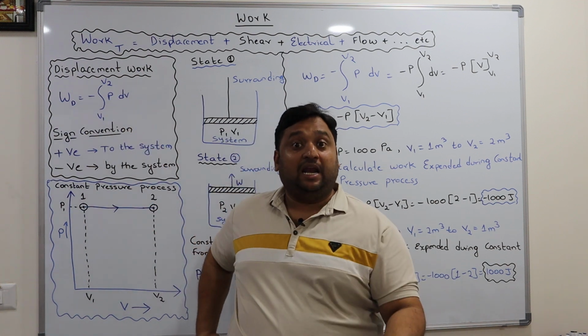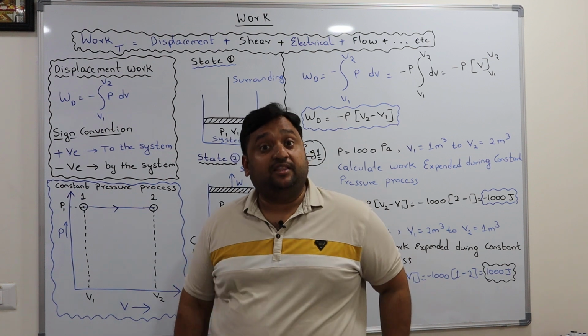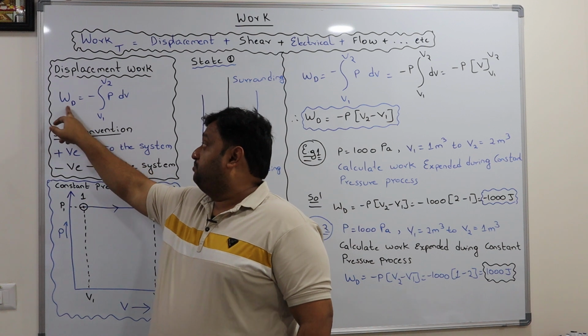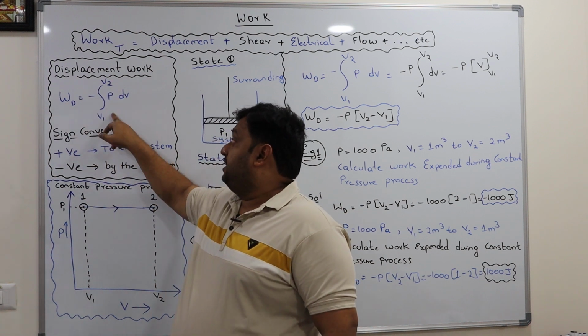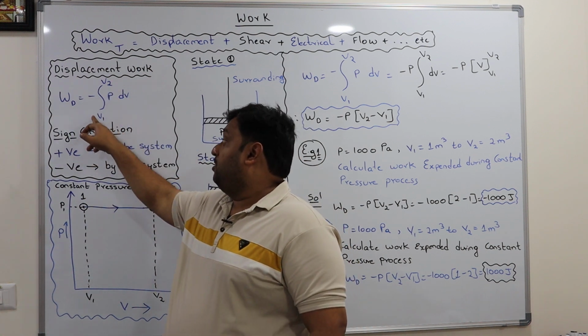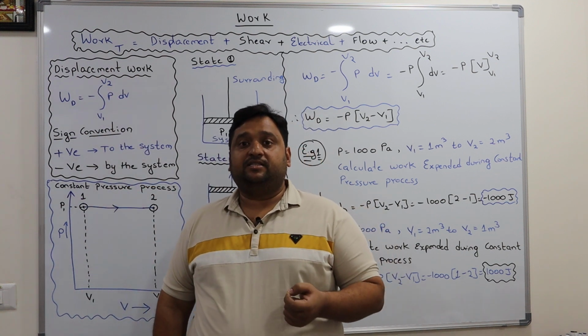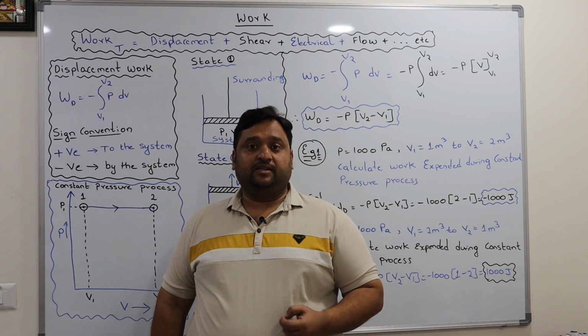Okay, if you want to calculate the work, especially the displacement work, you get to see the minus sign. Displacement work is equal to minus integral P dV from volume V1 to V2. Okay, if you see this kind of minus, it has some meaning with it.